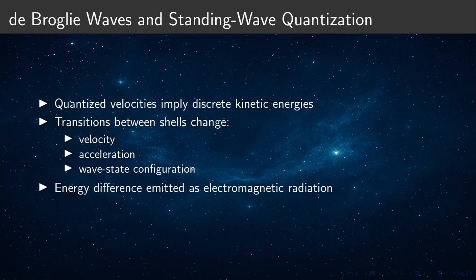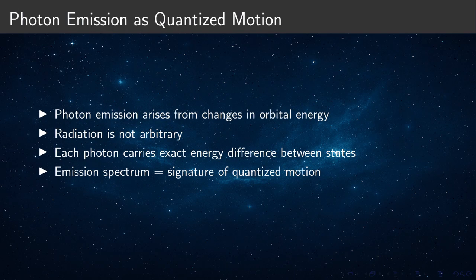De Broglie matter waves and the emergence of standing wave quantization. Most importantly, the quantized velocities derived in the previous section define discrete kinetic energies for each allowed electron shell. When the electron transitions from a higher velocity orbit to a lower one, the difference in total orbital energy is released in the form of electromagnetic radiation.